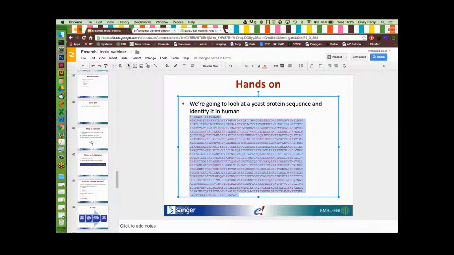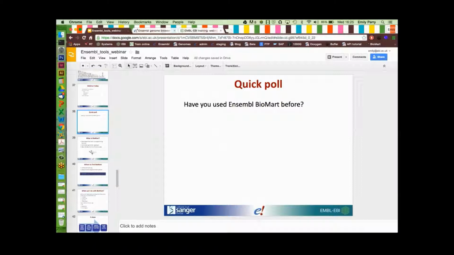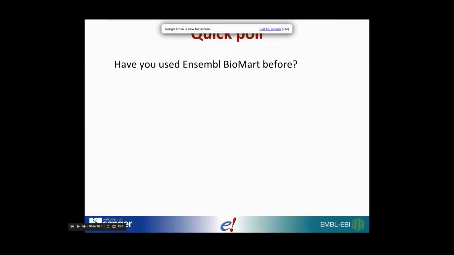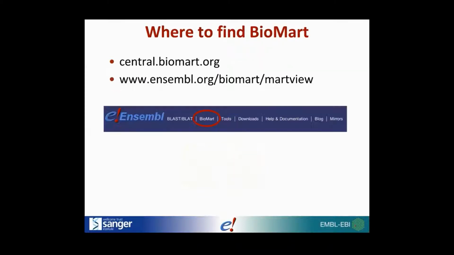and we're going to talk about BioMart as our next thing, and we'll have another quick poll just to see who is familiar with BioMart, and we'll go into the last part of our story. So BioMart is a data export tool. It requires absolutely no programming. It is point and click with your mouse, and you use it to generate quick tables such as Excel tables, as well as things like FASTA files of sequence. It's a web interface that allows you to mine Ensembl data.